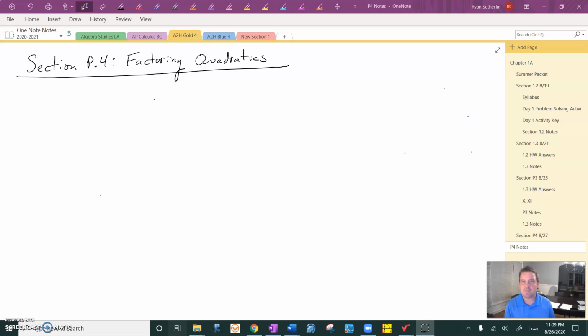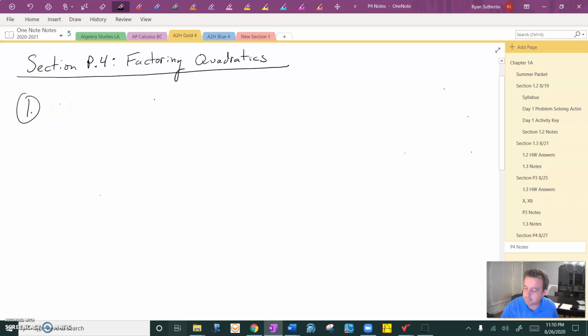Today, section P4 is on factoring quadratics. So what we're going to go through is just a couple of methods for factoring quadratics, make sure everybody's comfortable with that, and then you'll have some problems to do with it. So, number one, let's start with factoring quadratic trinomials, with A being 1.